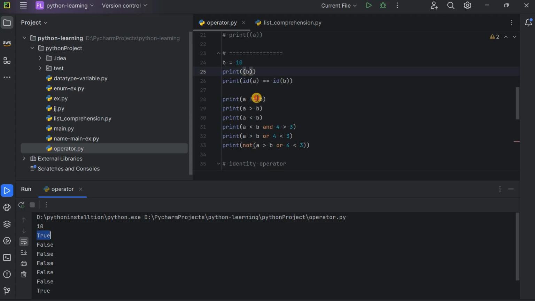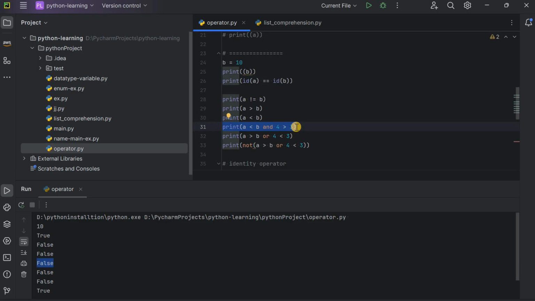If I print A not equal to B, that is false, because A and B value is 10. A greater than B, no, they are equal. A less than B, no, not less than, they are equal, same value, so that is also false. Second, A less than B and 4 greater than 3.